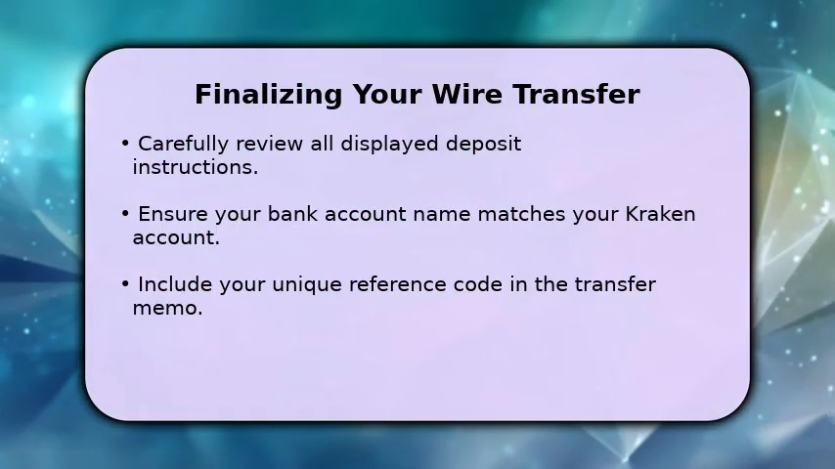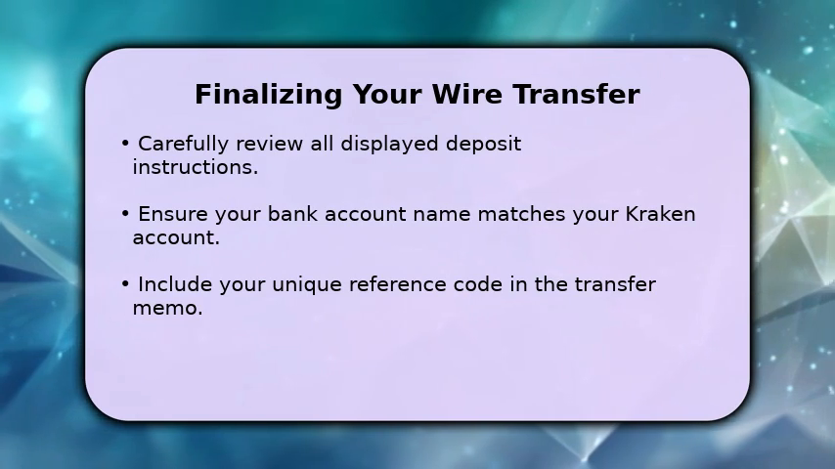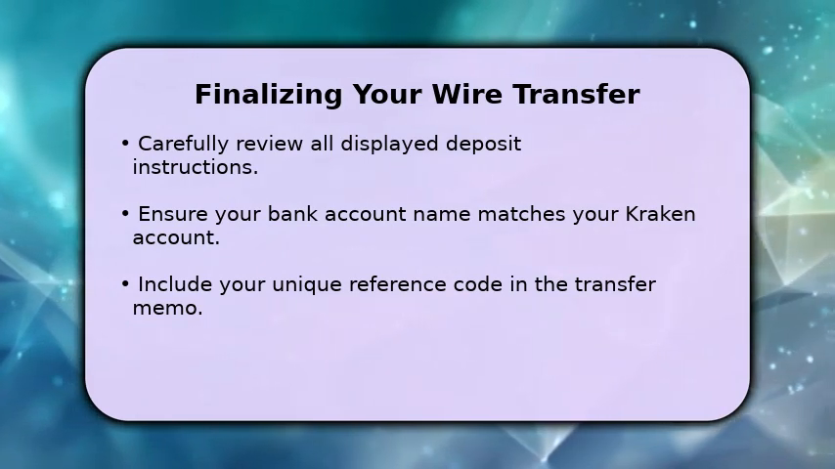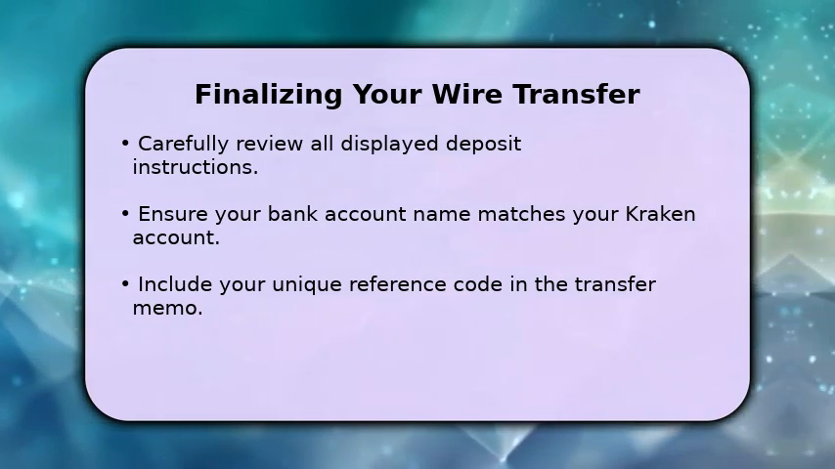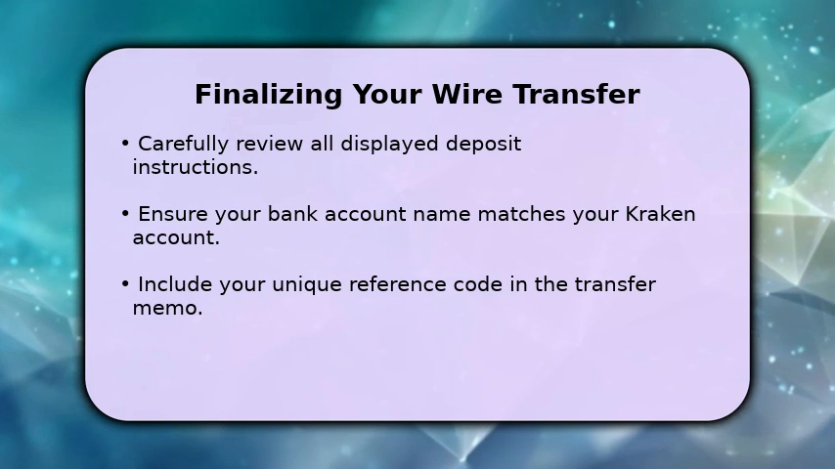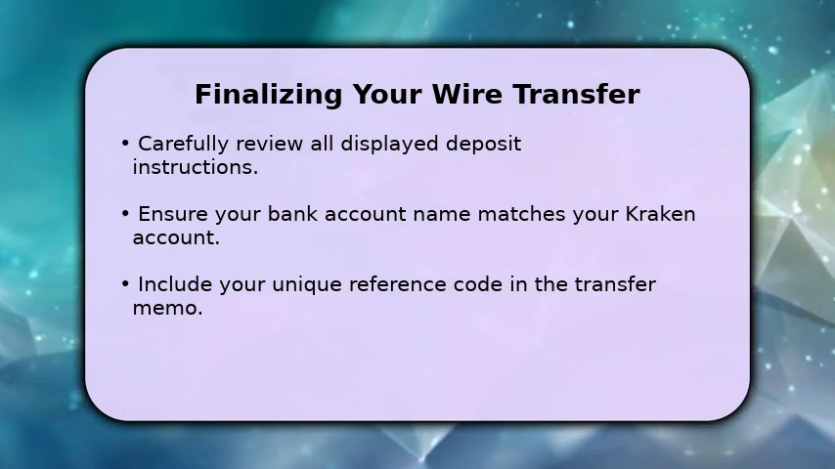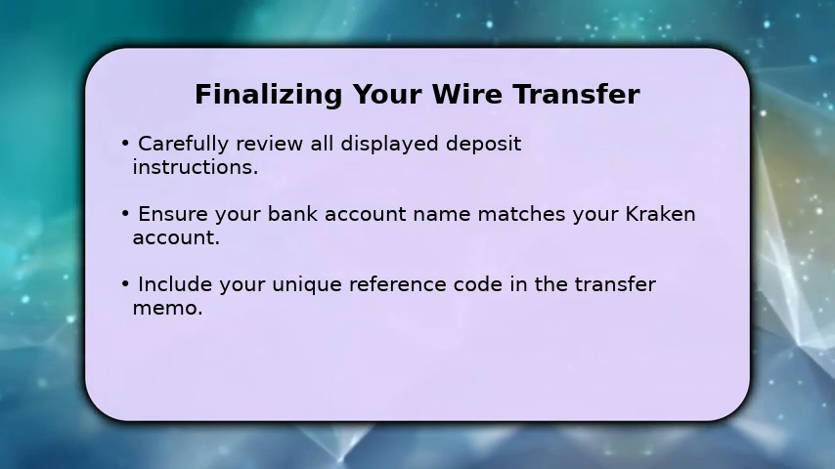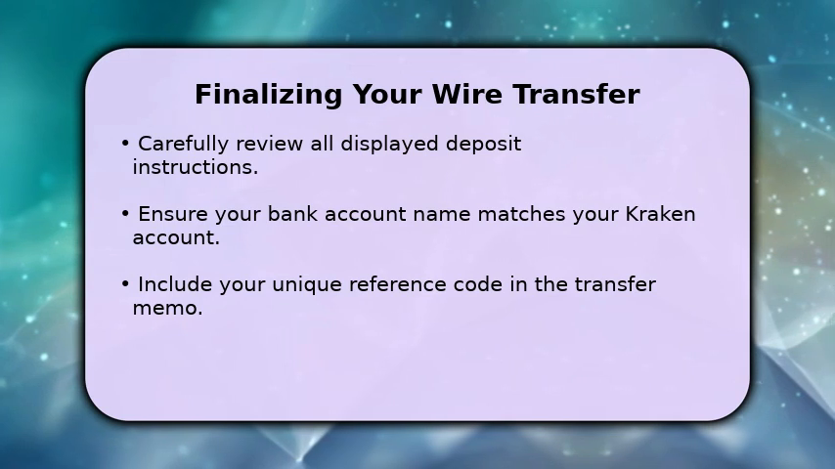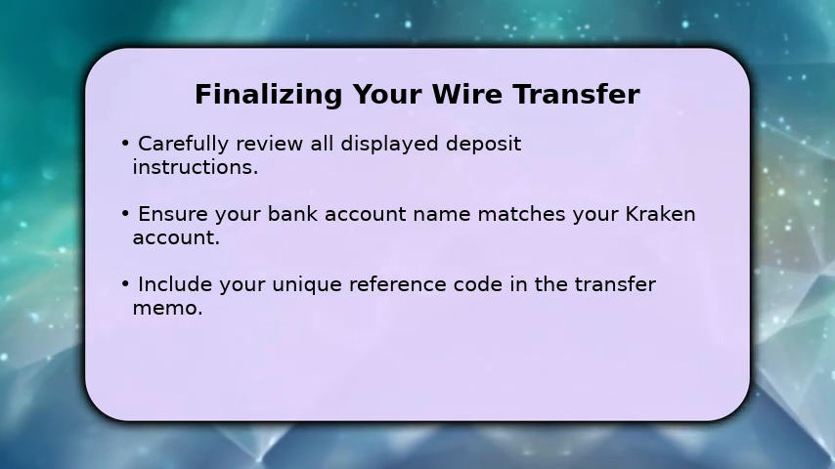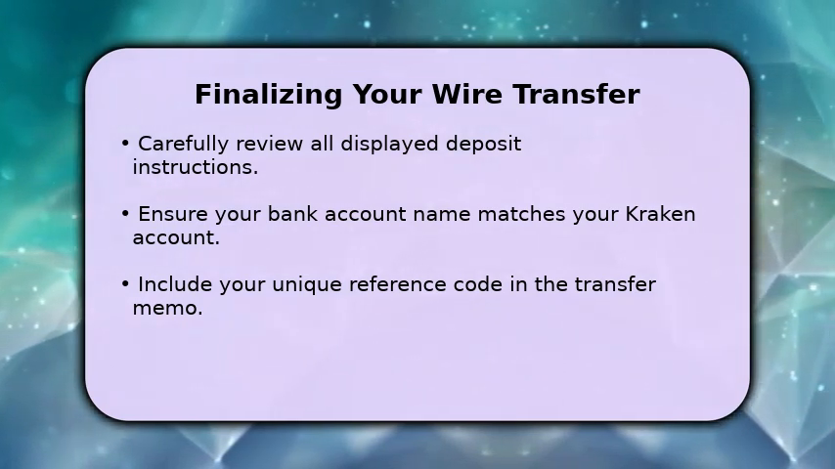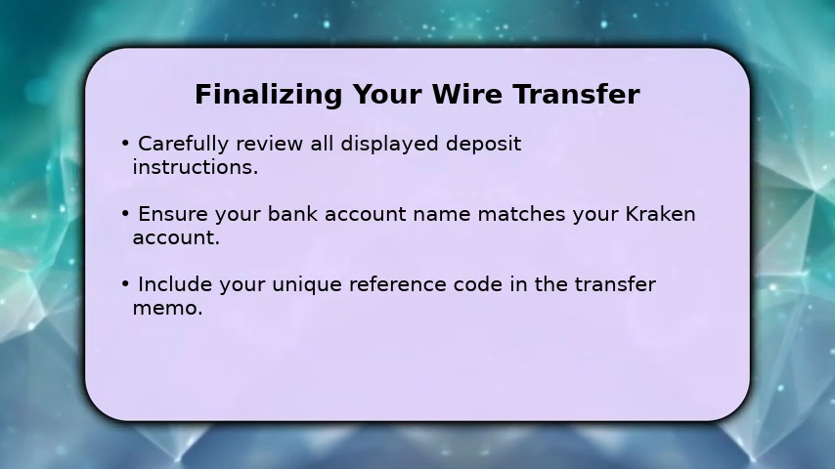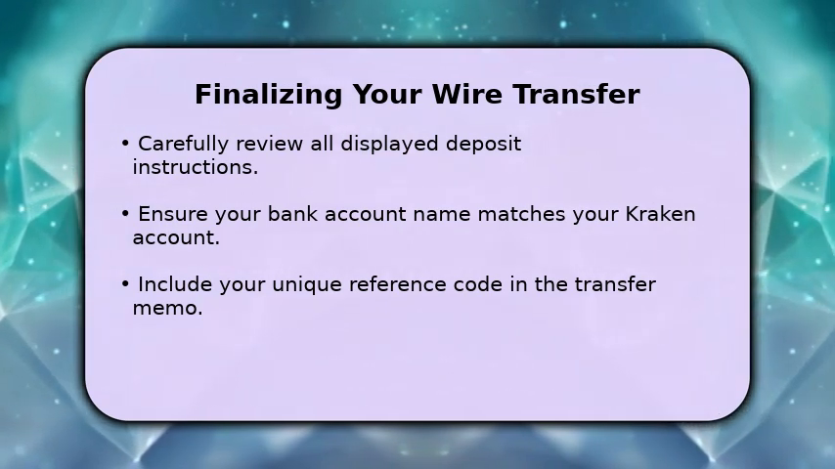Before initiating your transfer, carefully review all the instructions provided by Kraken. It is vital that the name on your sending bank account exactly matches the name on your Kraken account to avoid delays. Always include your unique Kraken reference code in the memo or reference field of your bank transfer. Wire transfers typically take 1 to 5 business days to process, and while Kraken may not charge a fee, your bank might.